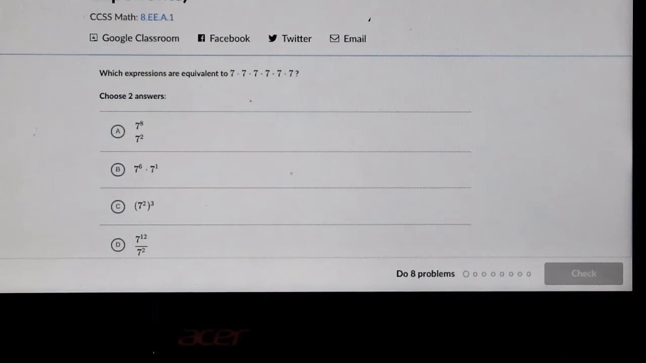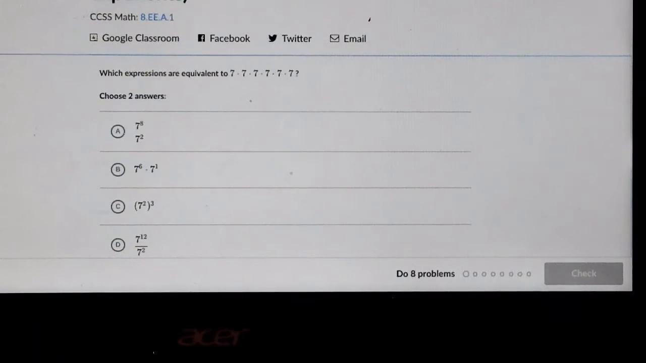The first question says, which expressions are equivalent to 7 times 7 times 7 times 7 times 7 times 7? It tells you to choose two answers. Well, exponents are repeated multiplication. So how many times am I repeating 7 multiplying by itself? 1, 2, 3, 4, 5, and 6 times.